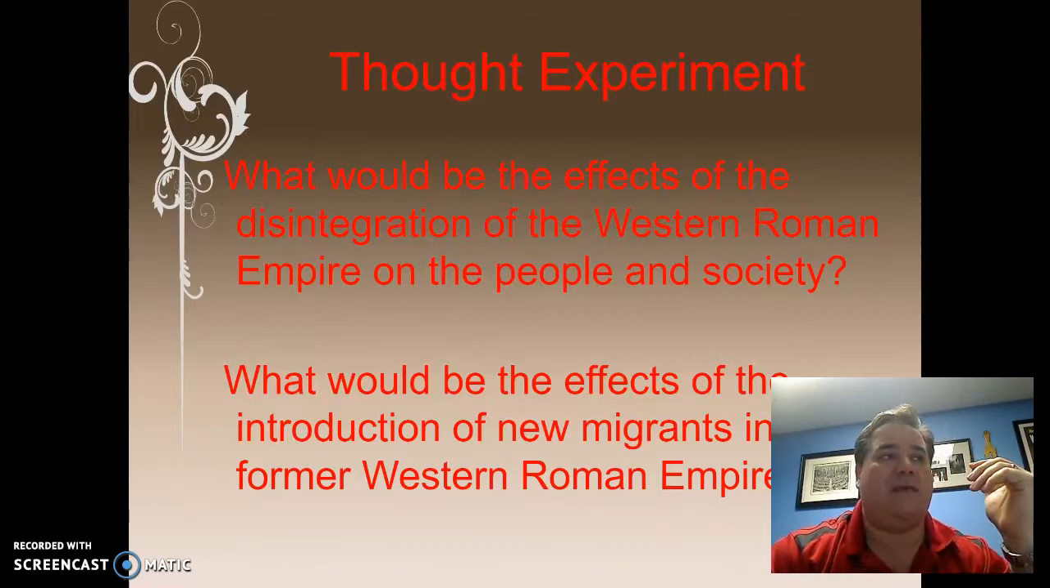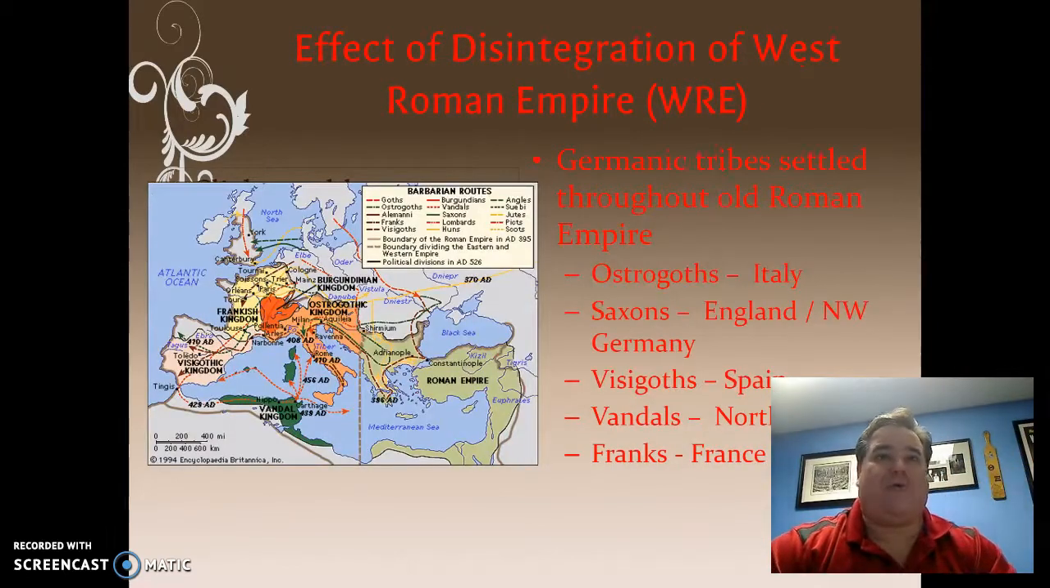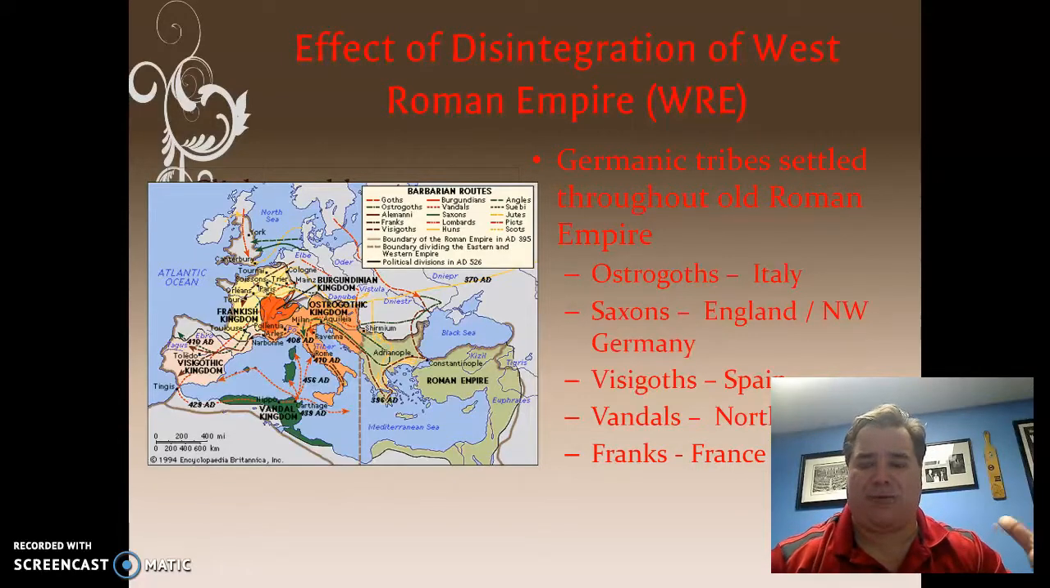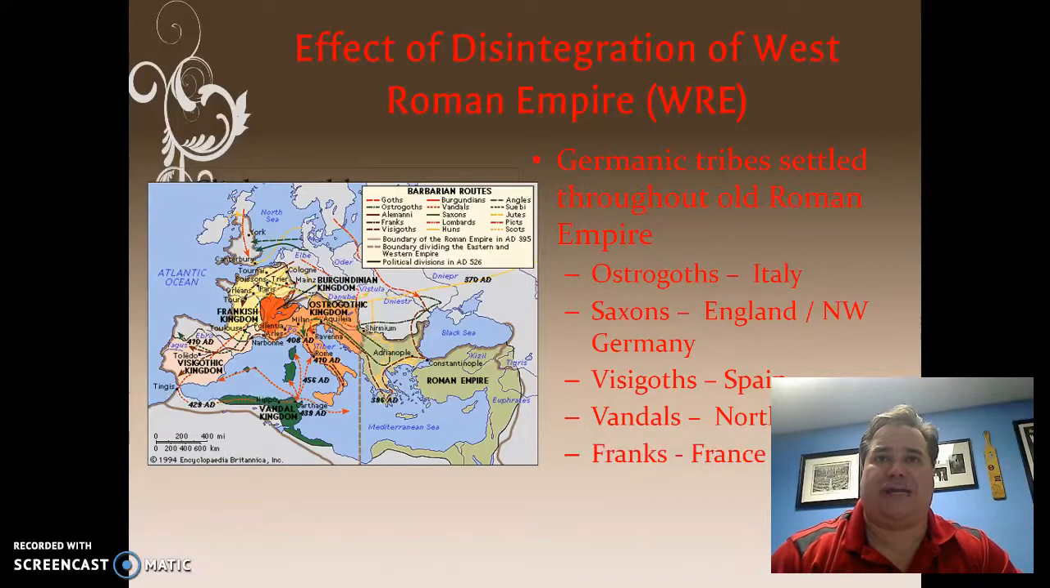video today. The effects of the disintegration of the Western Roman Empire, as you'll recall when we talked about the fall of Rome in class, and we did that activity of power ranking the 8 different reasons for the fall of Rome. One of the reasons was these incoming Germanic tribes settling throughout the old Roman Empire. Ostrogoths settled in Italy, Saxons in England and northwest Germany, Visigoths in Spain, Vandals in North Africa, Franks, of course, in what would become France, as this map indicates.